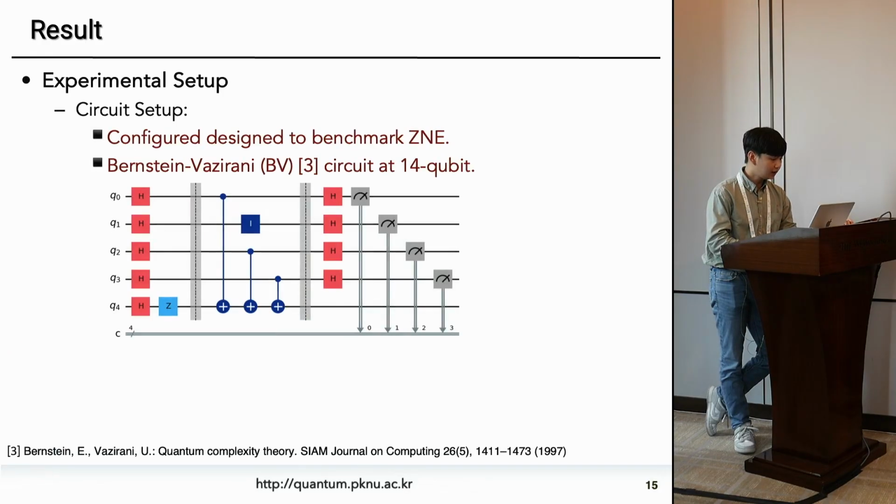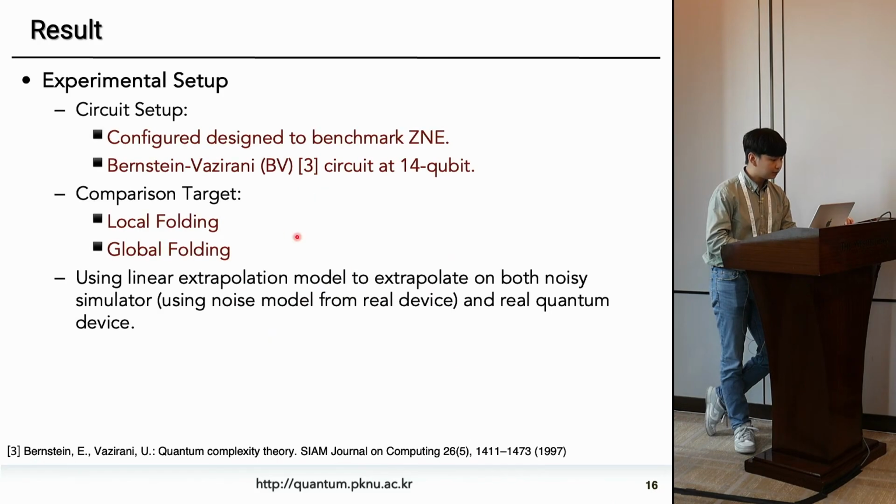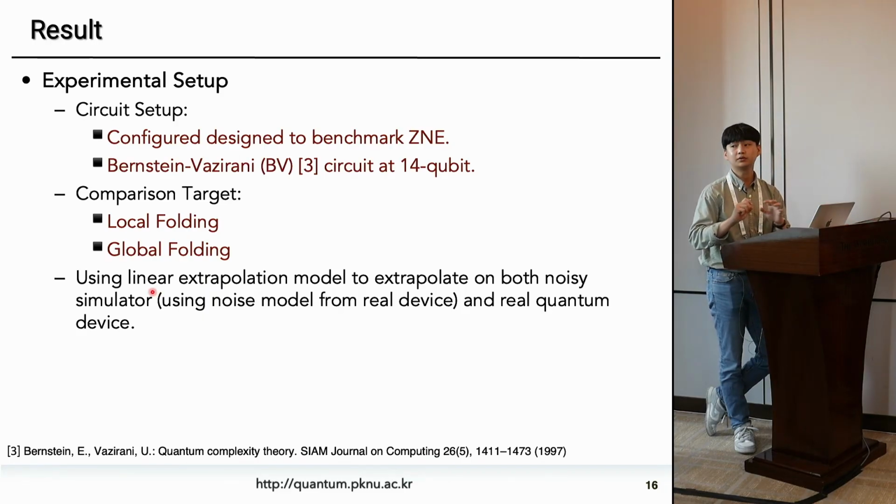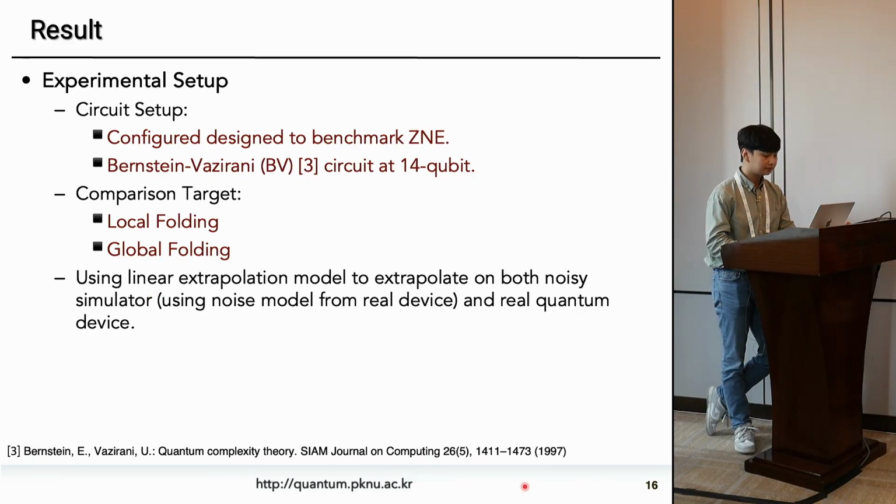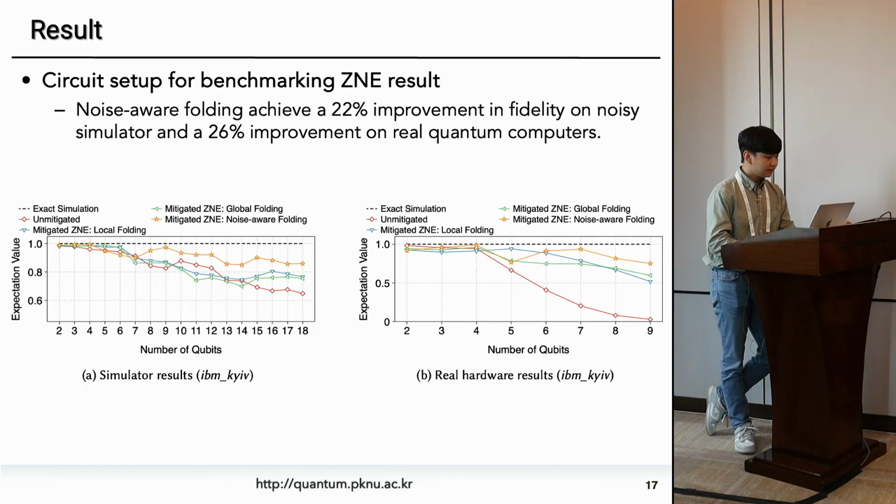And the other circuit we select is this BV circuit at about 14 qubits to show the practicality as well. For our comparison targets, we focus on local folding and global folding like I've shown you. The implementation that we use is from the Mitiq library or framework. Also, we use the linear extrapolation model to extrapolate the error from all of the folding methods equally. And this is the result.